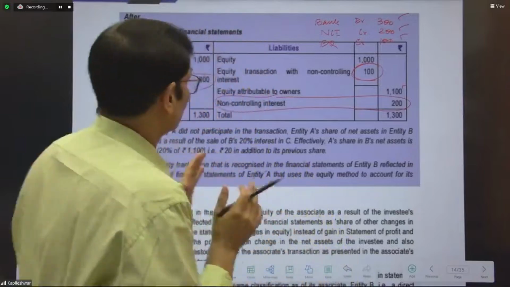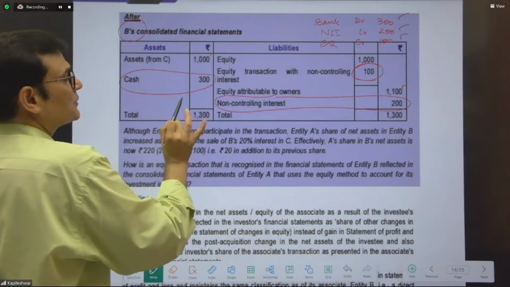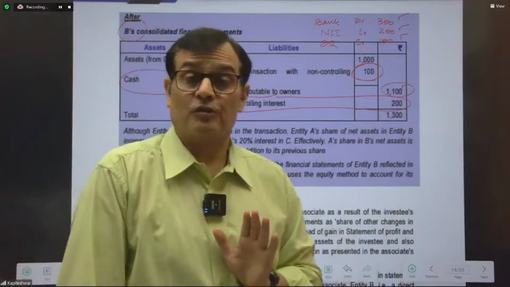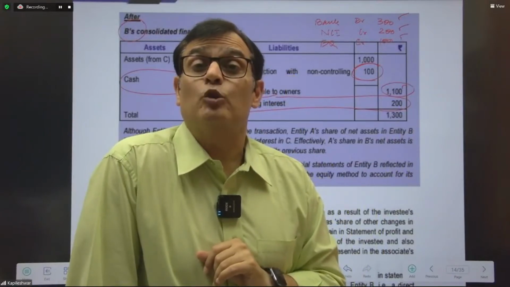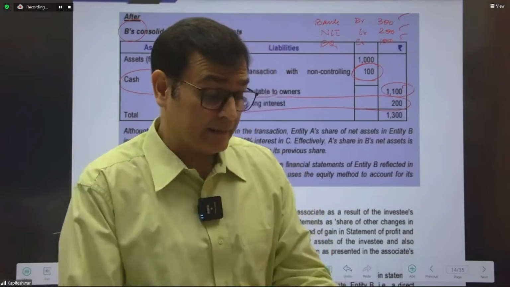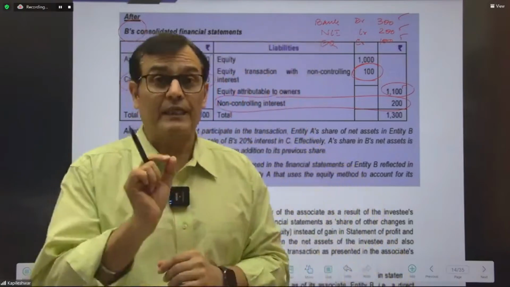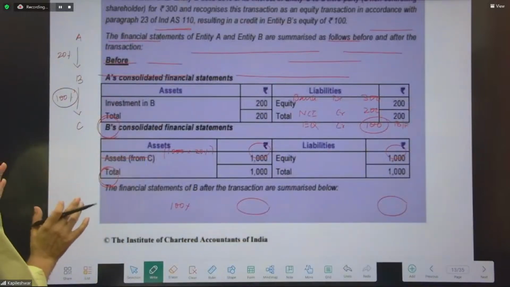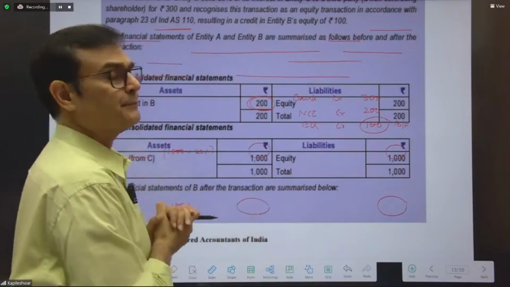Now you can see one thing, that the net assets of this company are now appearing to the extent of 1100. So the question now arises that earlier A recorded 1000 into 20%. Now he should be recording 1100 into 20%. That means his share in the net assets is supposed to be 220. So earlier, if I go back, you can see A was reflecting the investment at 200. Now it should appear at 220.